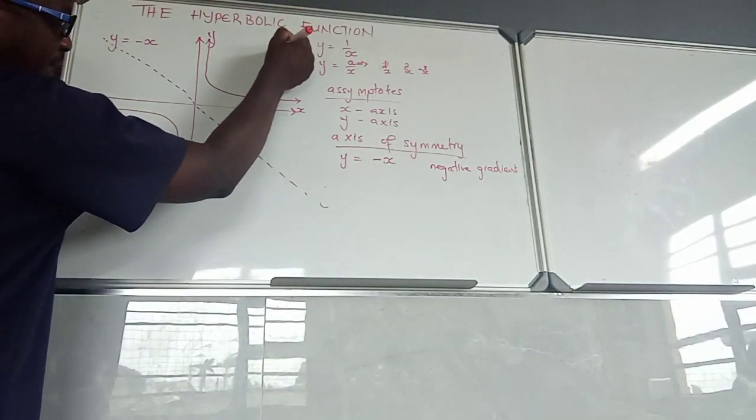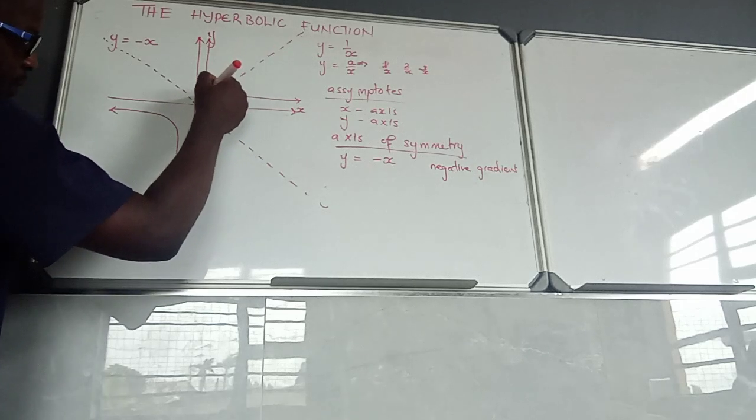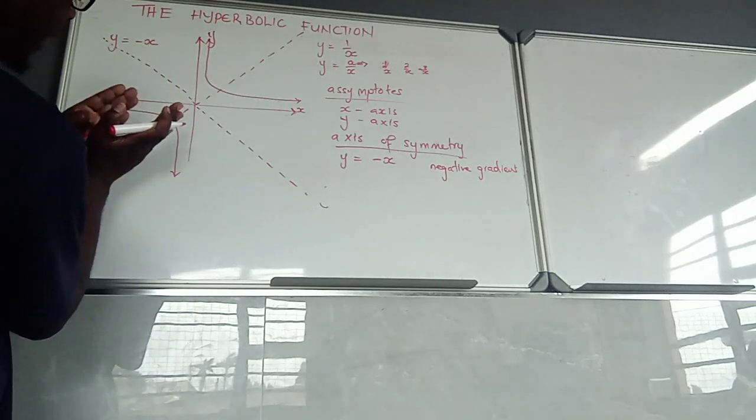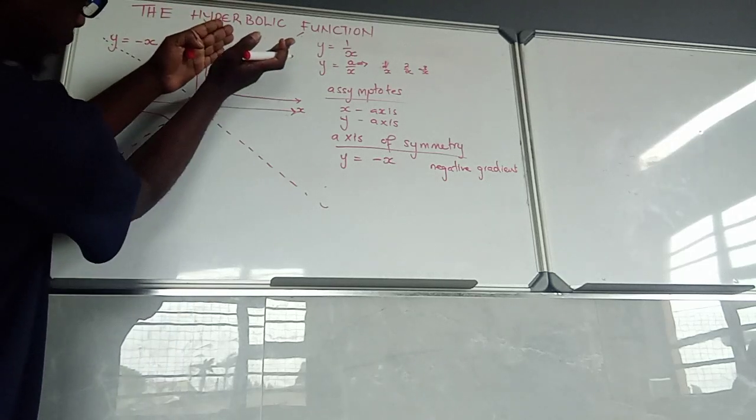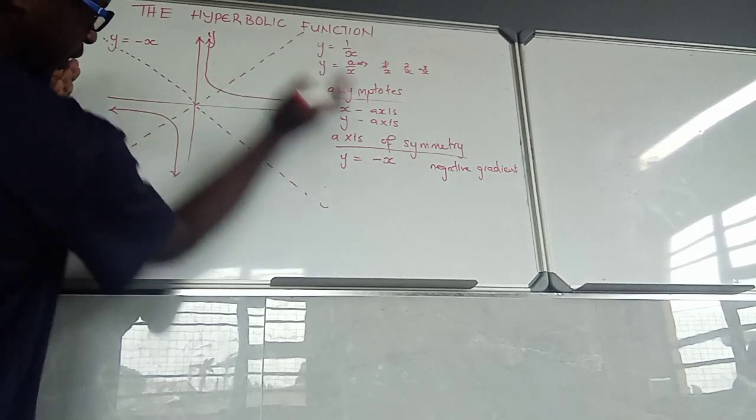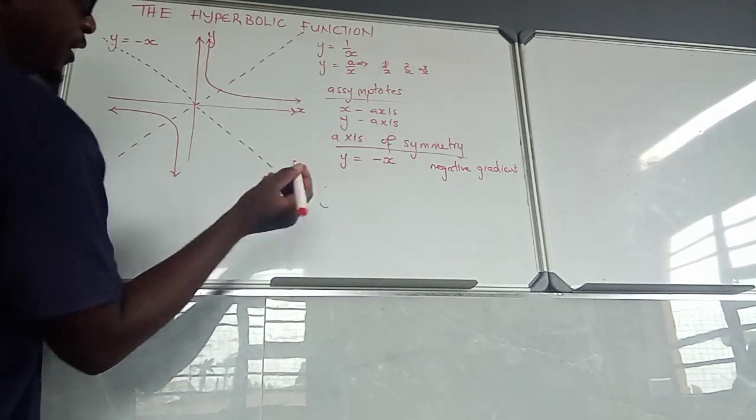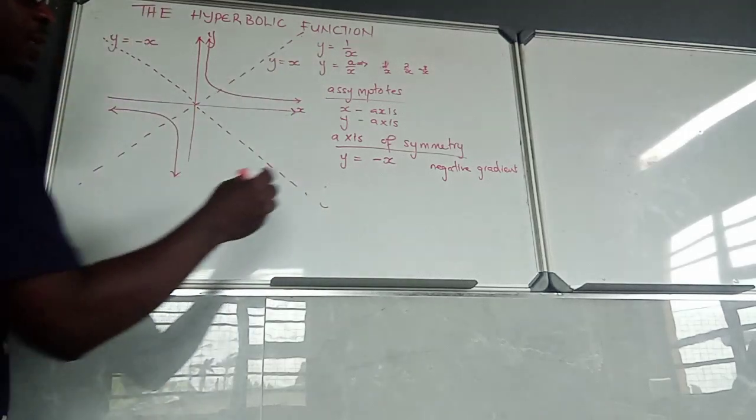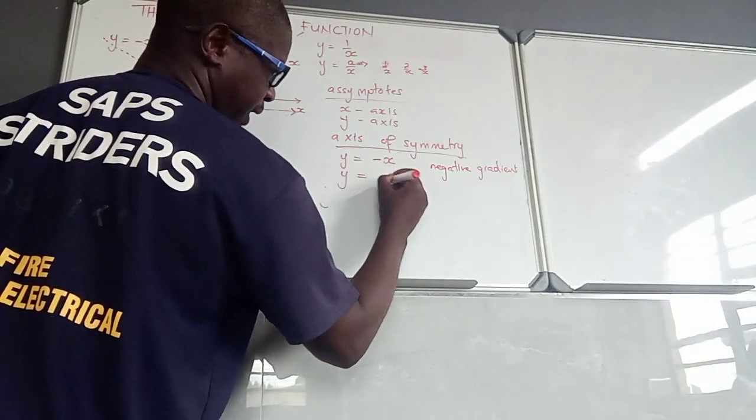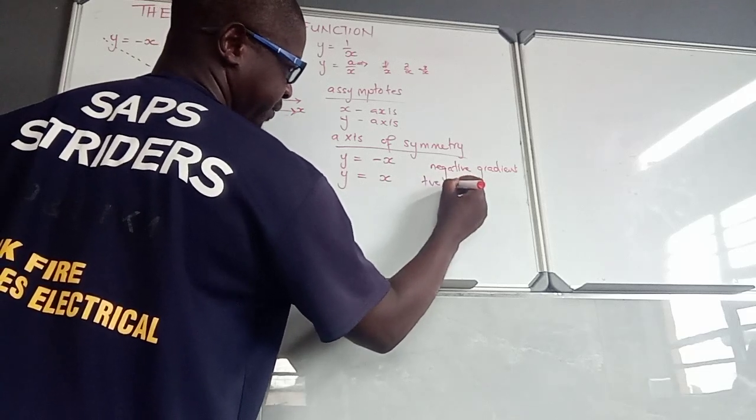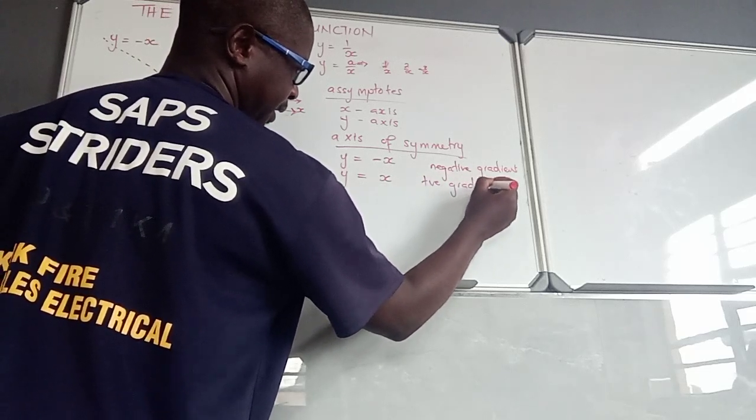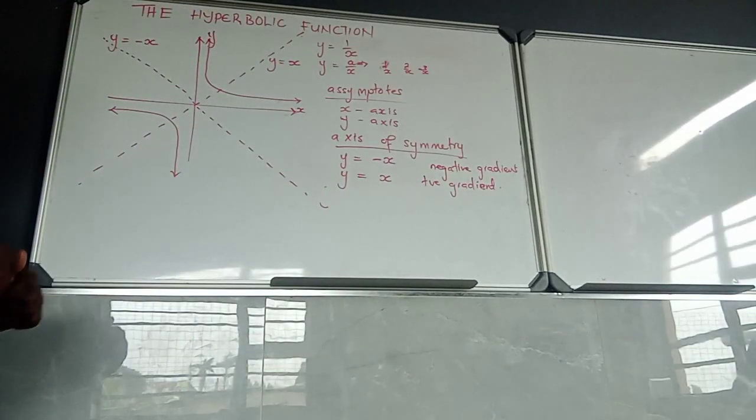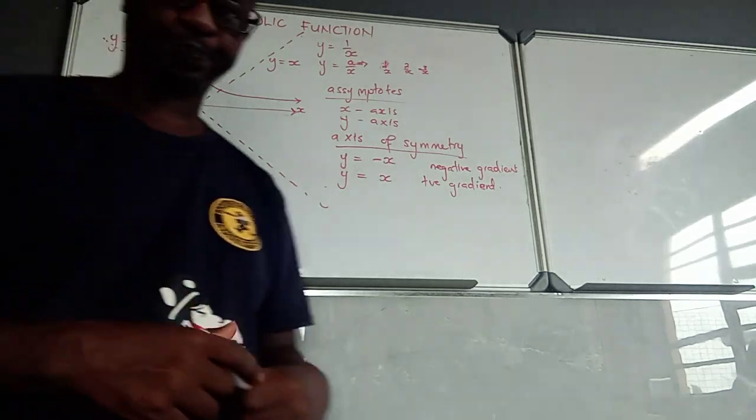I can draw a line like this, passing through the center. With this line, I have the graph split into this bottom part here and the top part here. This line is y is equal to positive x, so y is equal to x. This one has a positive gradient. So that is what we have for the hyperbolic function.